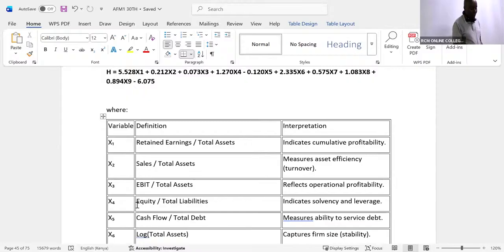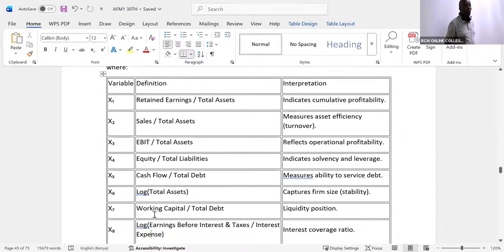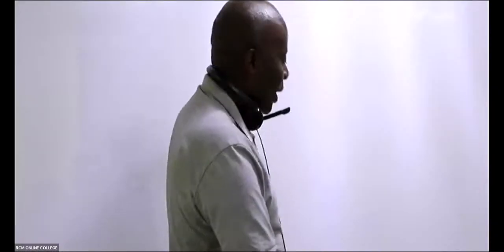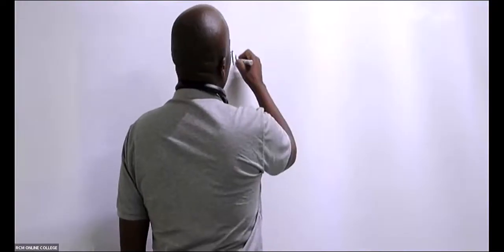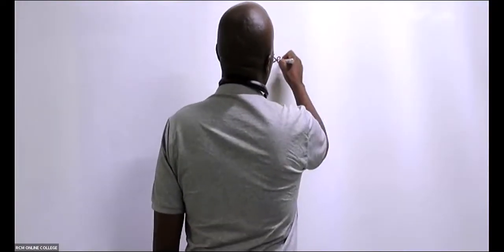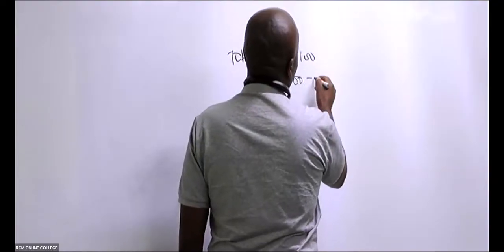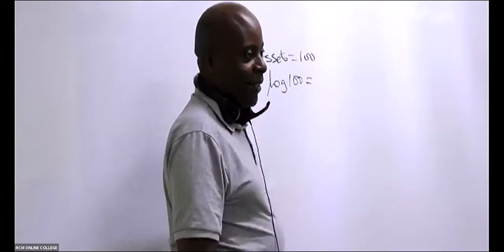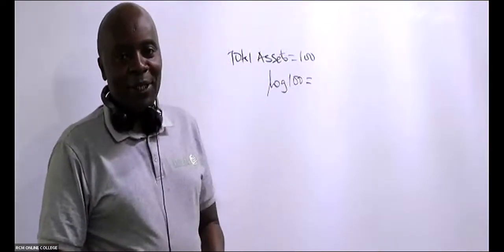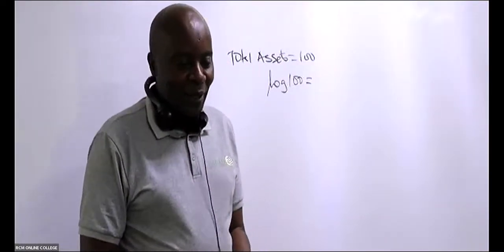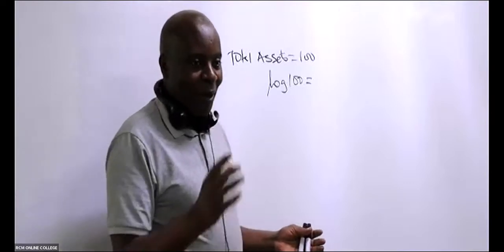The only thing that you need to be very, very careful about is X6, which wants you to get total assets, and then you get its logarithm. Could you kindly give me the logarithm? Let's try. Assuming in this case here that our total assets are 100, if our total assets are 100, what is the logarithm of this 100? Punch in your calculator there. Logarithm of 100. It's 2, eh? I hope you're able to see the logarithm.